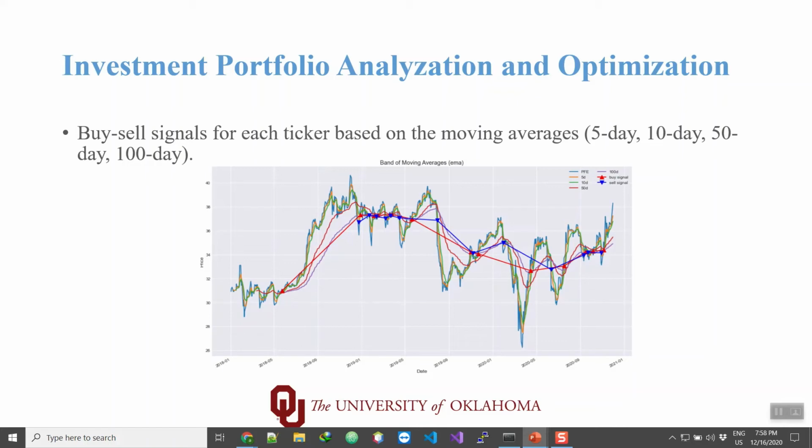Another analysis I did was to get the buy and sell signals based on moving averages. We can have 5, 10, 50, 100, or whatever interval we pick. And here we can see, based on each 5 or 10 for Pfizer, for example, the buy and sell signals based on these moving averages.